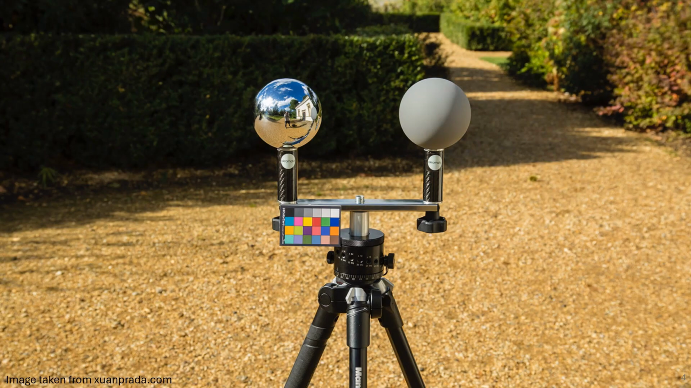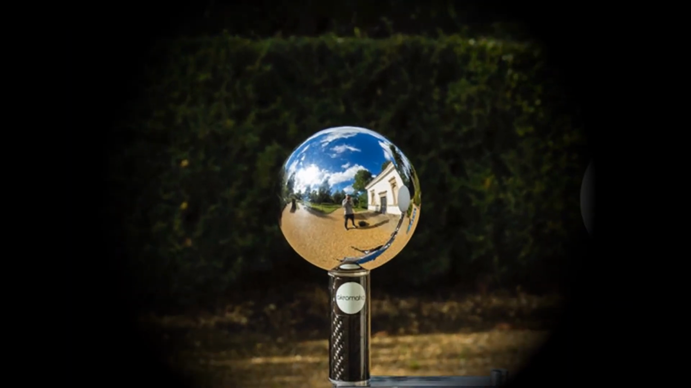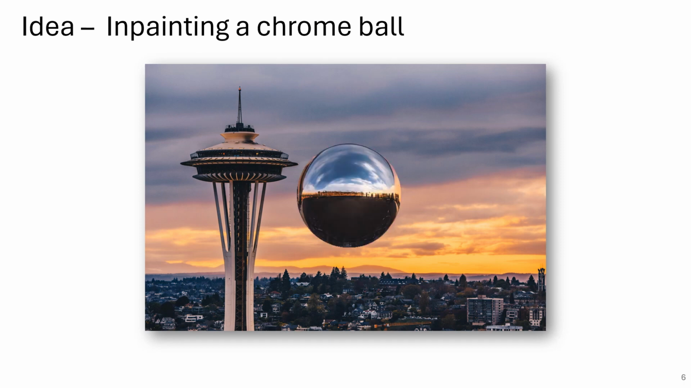If we could somehow place a chrome ball in the scene during image capture, we'd see the environment in its reflection, an idea dating back to the 80s. Our work shows we can simulate this by in-painting with a pre-trained diffusion model. Turns out, this idea works surprisingly well.